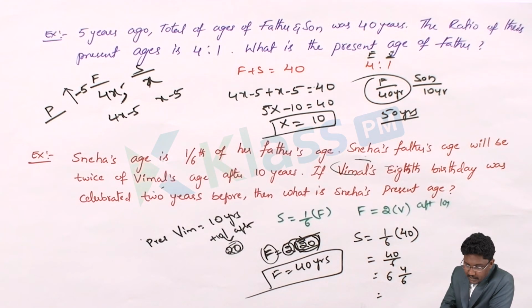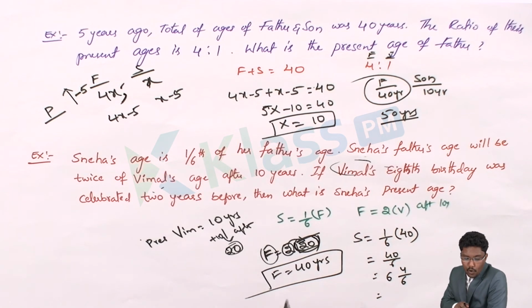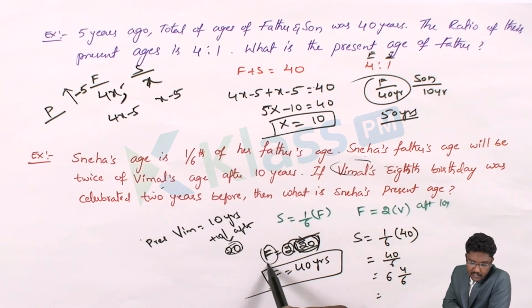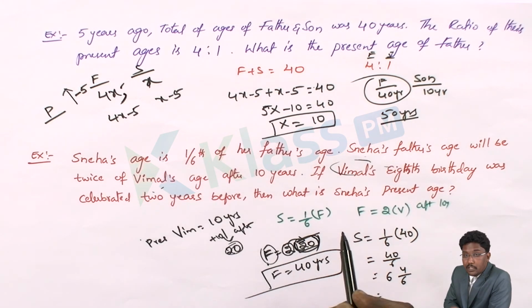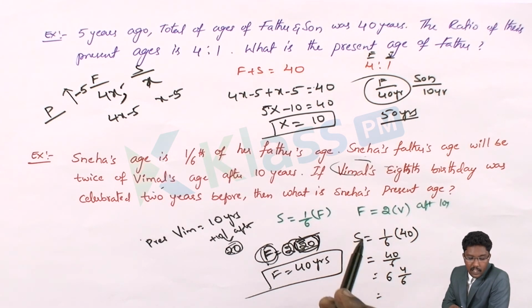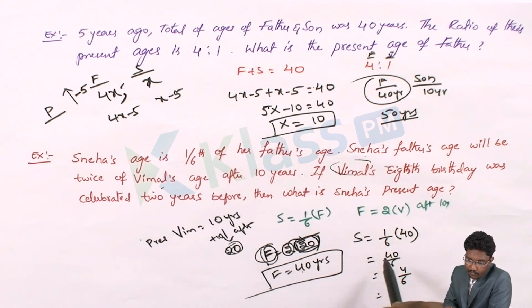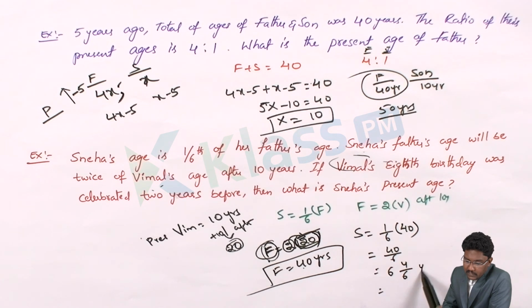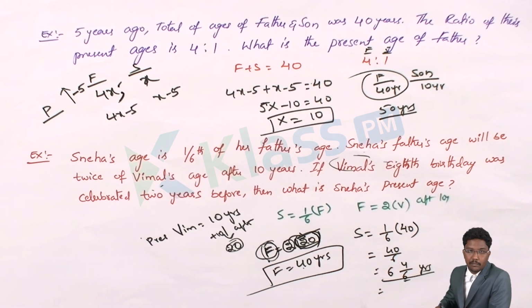Once check this: Sneha's father's age will be twice Vimal's age after 10 years. So it is the present age of Sneha's father, and Sneha's age will be 1/6 of her father's age. So her father's age is 40 years, and 40 by 6 is 6 4/6 years. This is a very simple question.